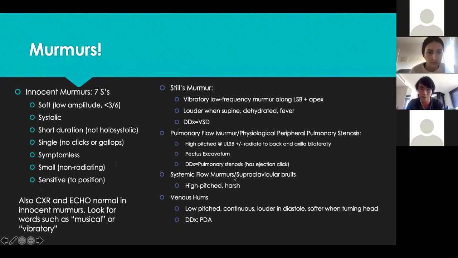Otherwise, systemic flow murmurs, sometimes you can get this high-pitched, harsh murmur over your supraclavicular area, and that's just from blood flowing to your aorta and your head and neck vessels. And then you've also got your venous hums, which are made from blood returning back to the heart from your great veins. These are low-pitched, continuous, and they're also softer when you turn your head. And those are more in your 3 to 8 year olds.